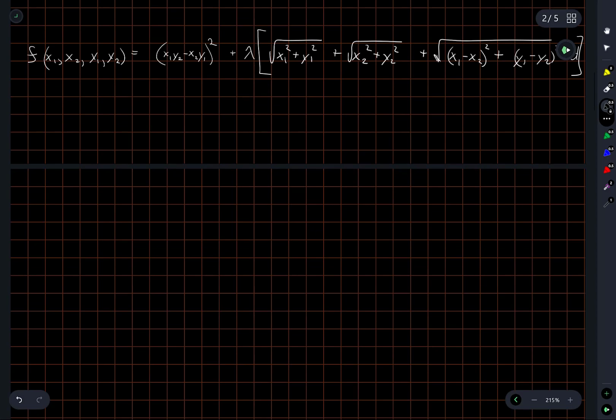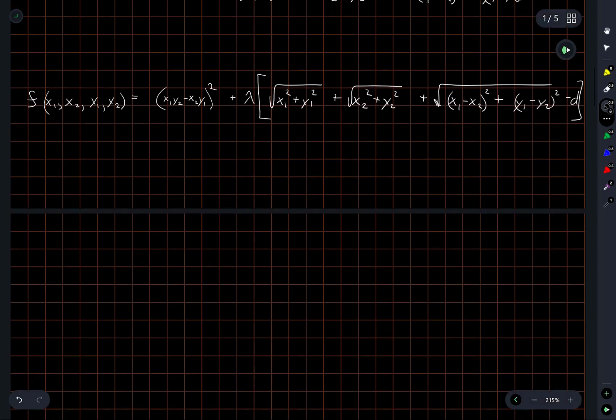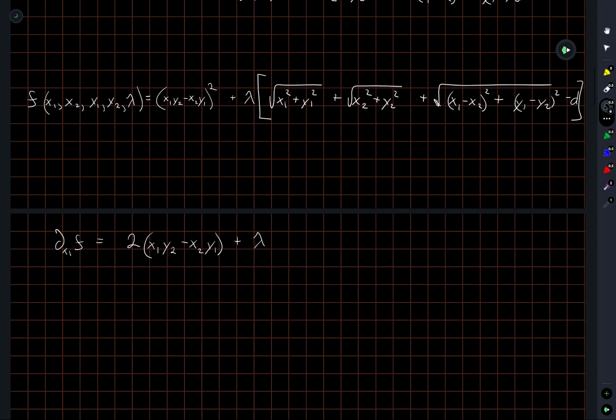Okay. Now it's not going to be easy, but I'm going to be taking derivatives of this thing with respect to my 4 variables. Let's allow this to depend on lambda as well. This is going to be real messy. Don't know if it's going to be the best way to work things out, but yeah, we'll see.